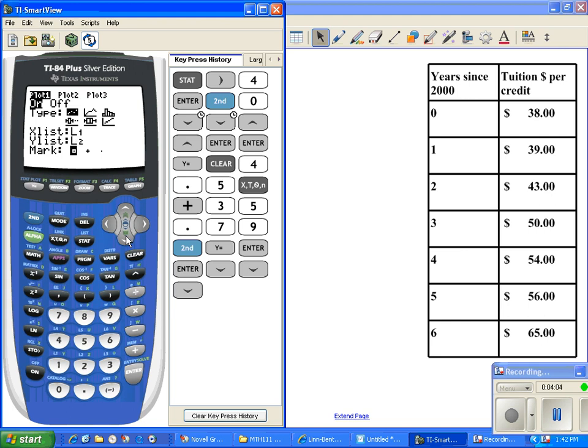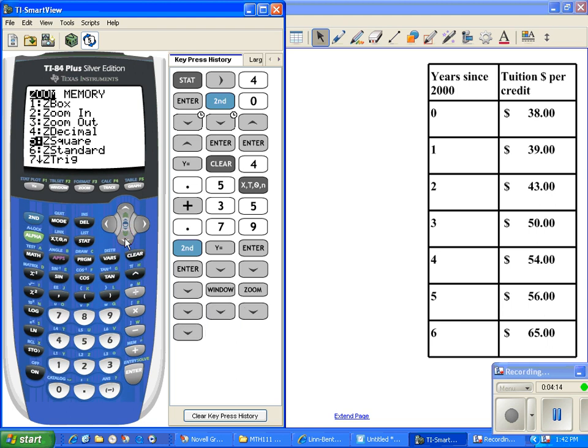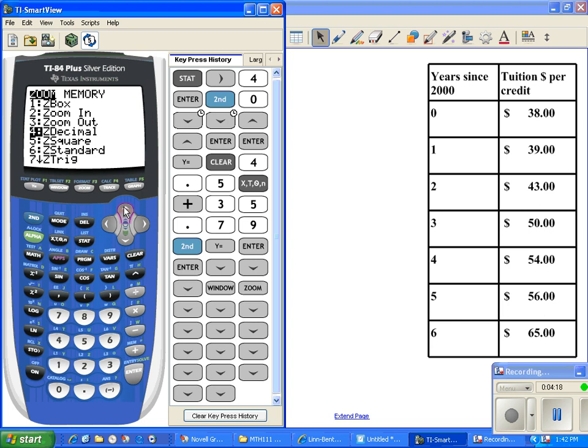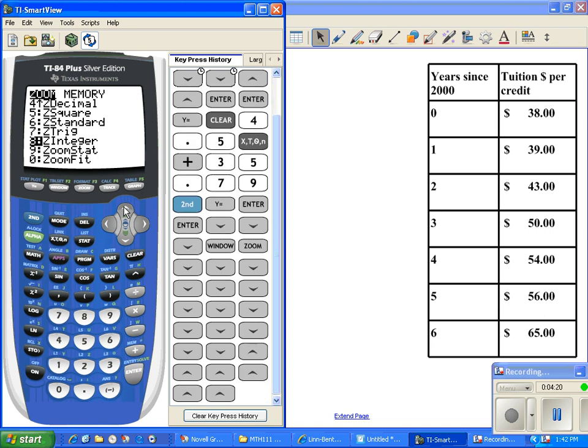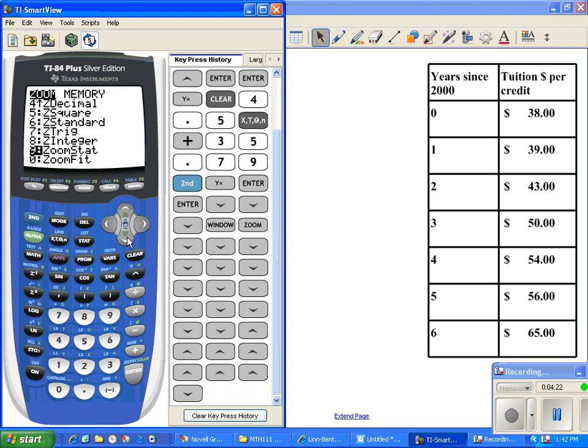Okay, and then one more thing is setting the window. You could set the window by hand, but there's a nice shortcut you can use if you're graphing data, and that's to go to Zoom, and then scroll down to where it says Zoom Stat. Whoops, I went too fast there, didn't I? Back up there. Okay, it's number 9, Zoom Stat. I could have just hit 9 and enter, that would have been a little faster. Then it fits the window to our data set.